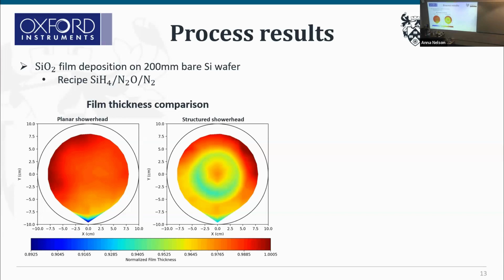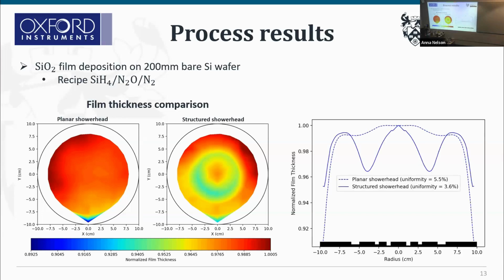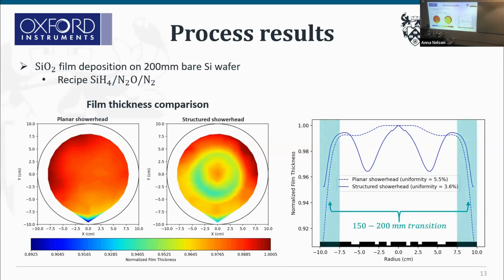Now, if we consider just the radial flow, say from the center of the wafer to the edge of the wafer, we can see a substantial improvement in the uniformity for the case of the structured shower head as compared to the planar case. So, why? Statistically, what we see is the uniformity is just the difference between maximum, minimum, and mean values. And for the planar shower head, the film deposition profile is somewhat like a parabolic shape. We have a high deposition in the center and it falls toward the edge.